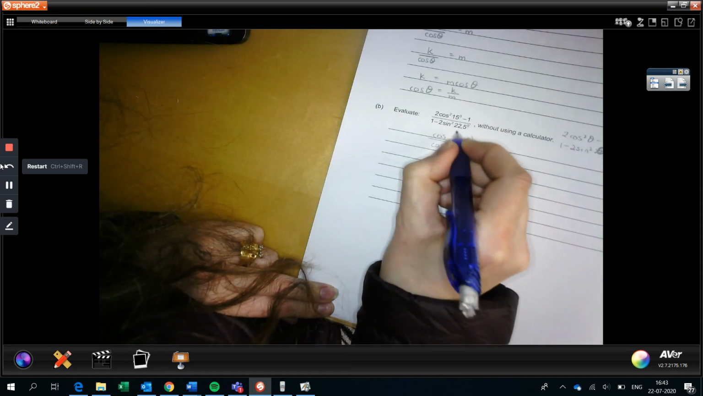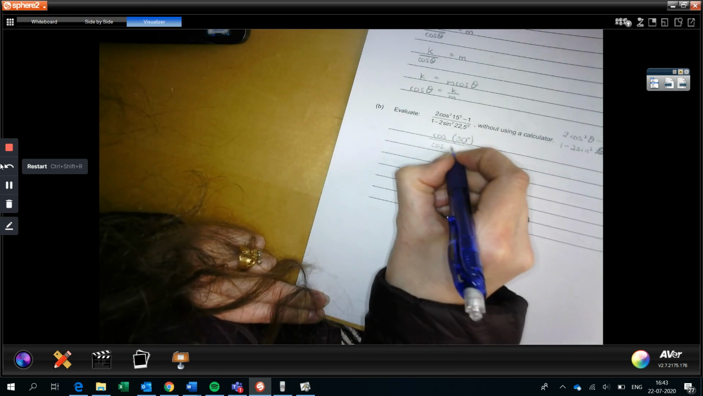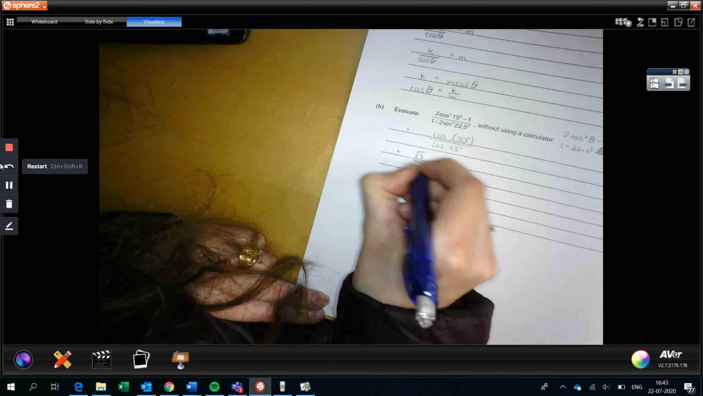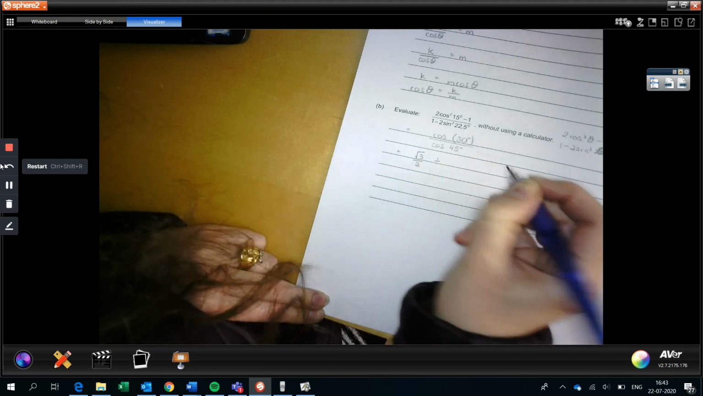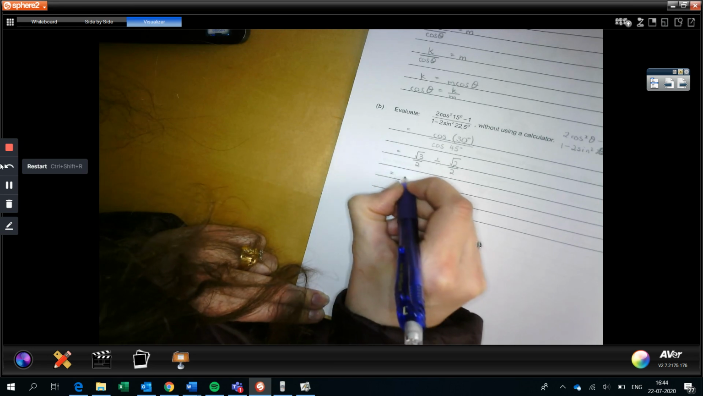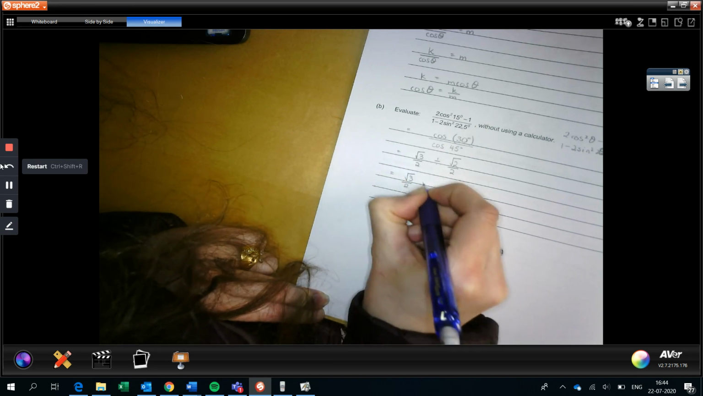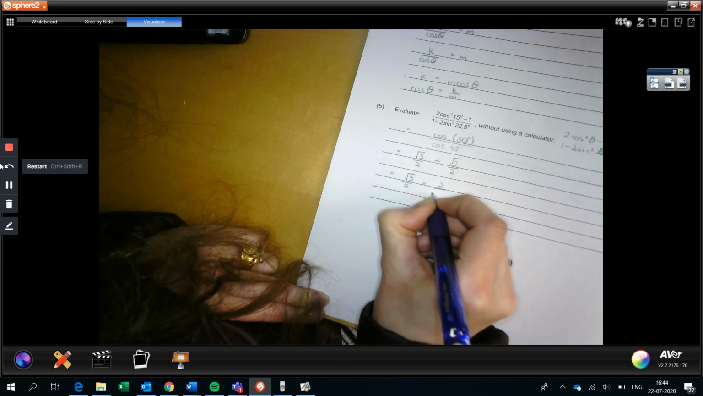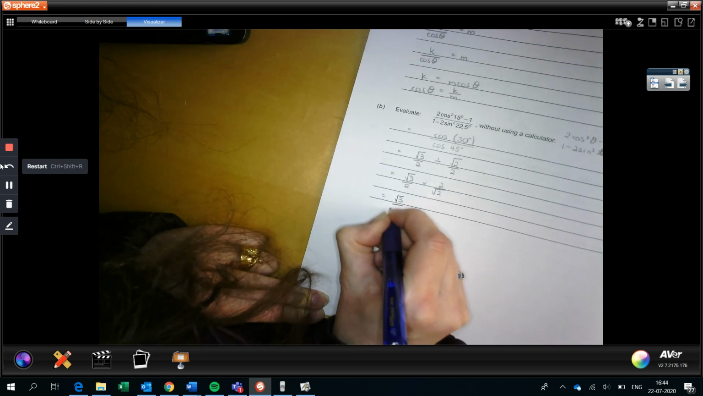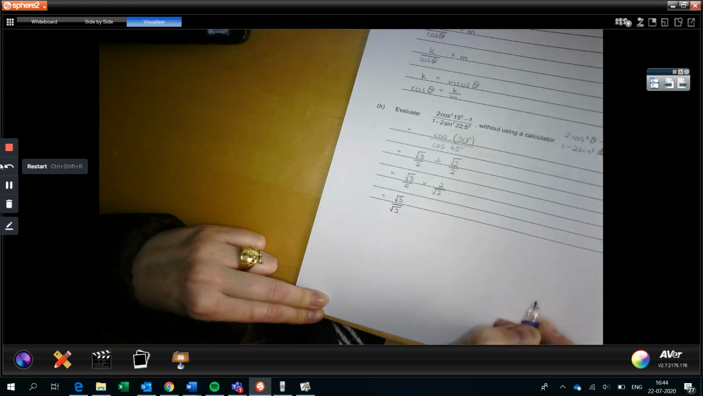So it's cos of 2 times 22.5, which is the cos of 45. Should recognize those as special angles. Cos of 30 degrees is root 3 over 2, divided by the cos of 45, which is root 2 over 2. So we get root 3 over 2 times 2 over root 2, which is root 3 over root 2.